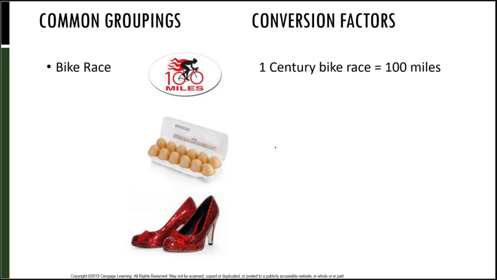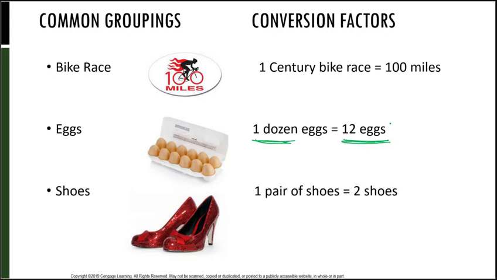Have you heard of a century? A bike race that's 100 miles, or a century is 100 years. So we can group and just say a century bike ride, and we know automatically that it means 100 miles. We know that eggs you buy in a carton, we just say a dozen eggs, and we know that's 12 eggs. I could say a dozen cars. That means 12 cars. If I had a dozen pencils, you would know that I had 12 pencils. So a dozen is a grouping: 1 dozen of something is equal to 12 of them.